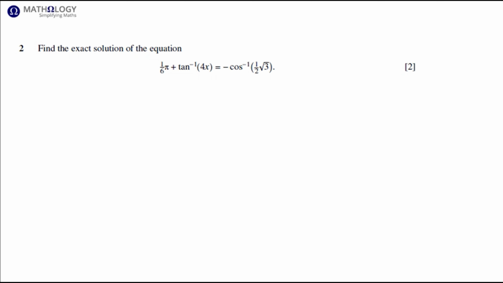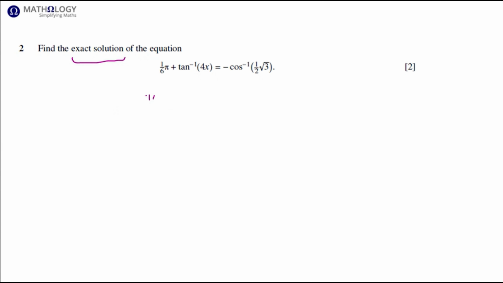Find the exact solution of the equation pi by 6 plus arctan 4x equals minus arccos root 3 over 2. Okay, they want an exact solution here, so we are not going to be leaving answers in terms of decimal.